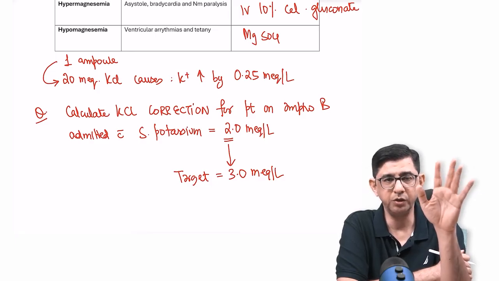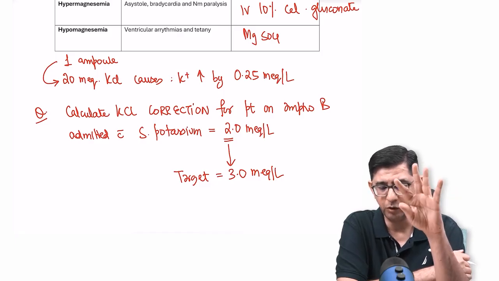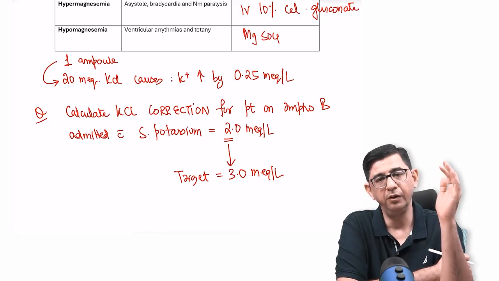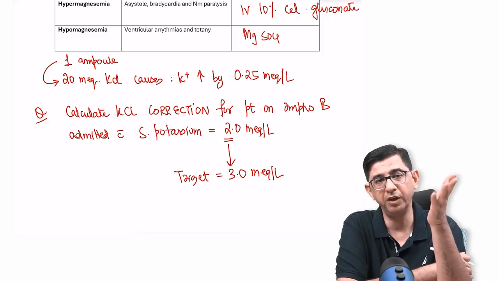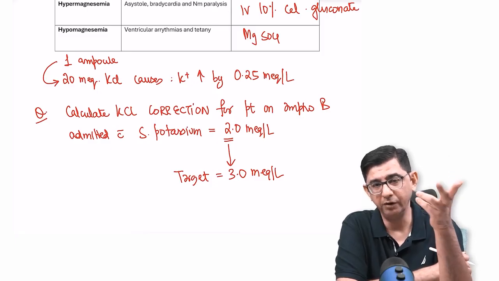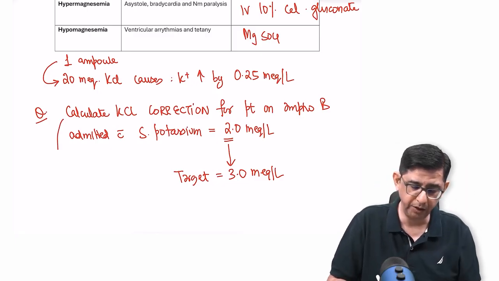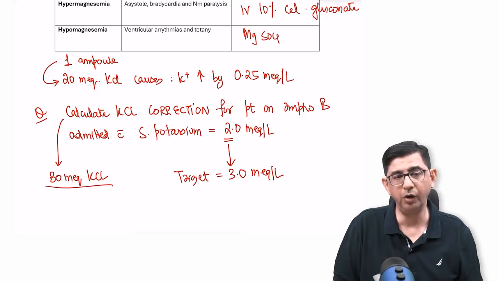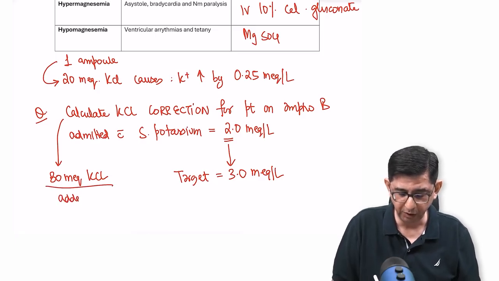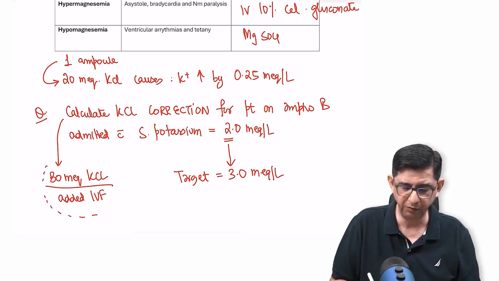Now I'm doing mathematics. 20 millimoles will cause a rise by 0.25, so 40 will cause 0.5, that is 2.5. Then if I give another ampule, the third ampule, I'll increase to 2.75. If I give the fourth ampule, that would be raising up to 3. So the total KCl correction that I need to give to this patient is 80 millimoles of KCl. This 80 millimoles of KCl will be added to the IV fluid bottle and given slowly to this patient over the entire 24-hour period.